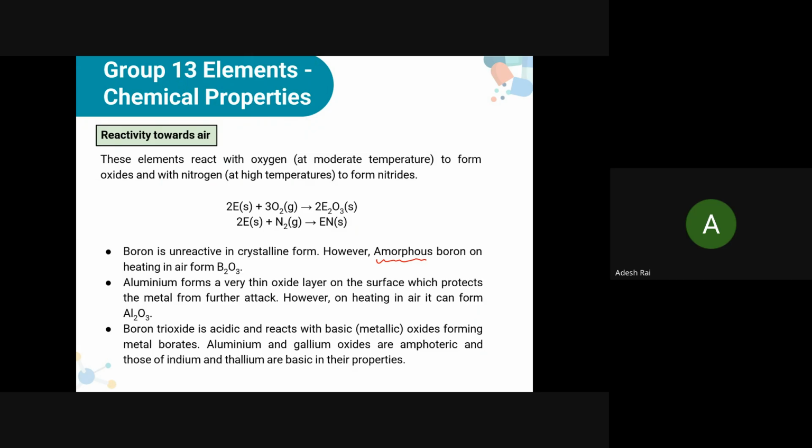Now, aluminum forms a very thin oxide layer on the surface which protects the metal from further attack. However, on heating in air, it can form Al2O3. Boron trioxide is acidic and reacts with basic oxides, forming metal borates. Aluminum and gallium oxides are amphoteric, and those of indium and thallium are basic in their properties. See, always remember that metal oxides, non-metal oxides.